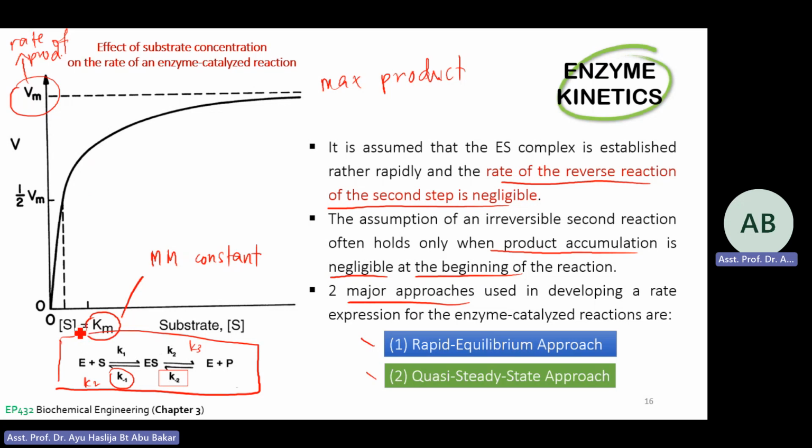When Km equals S, there are a few cases. Later on in the next slide, you will see there are 3 cases. In this case, Km equals the substrate. So when Km equals the substrate, it is equivalent to half Vm. This one is fixed. Whenever S equals the Km, it will denote on the y-axis half of Vm.